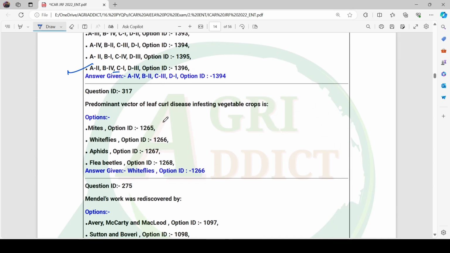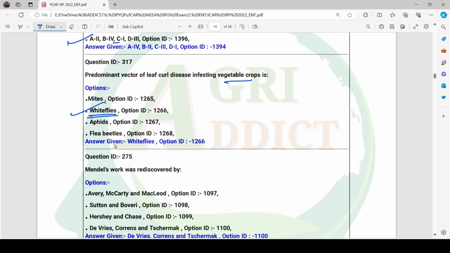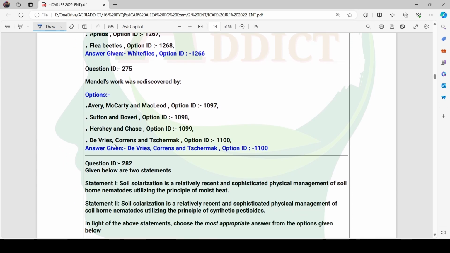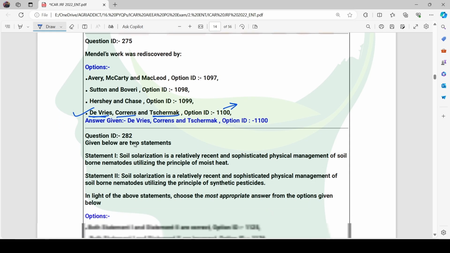Next question, it's a very simple question. The predominant vector of leaf curl disease infesting vegetable crops, there is only one answer, that is whitefly is the correct answer. That mainly vectors the leaf curl virus. Mendel's work was rediscovered by whom? It was rediscovered by Hugo de Vries, Carl Correns and Tschermak. It's a very important question from genetics, in the year 1900. De Vries, Correns and Tschermak mainly rediscovered the works that were done by Mendel.